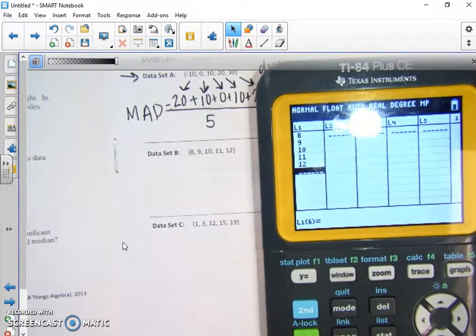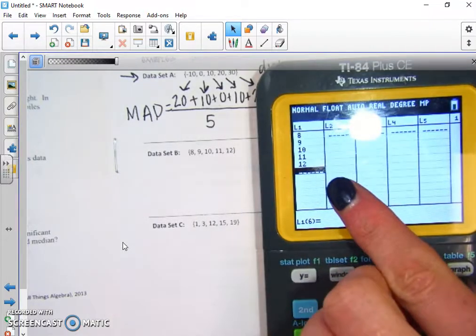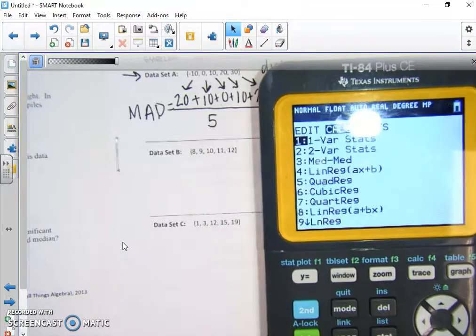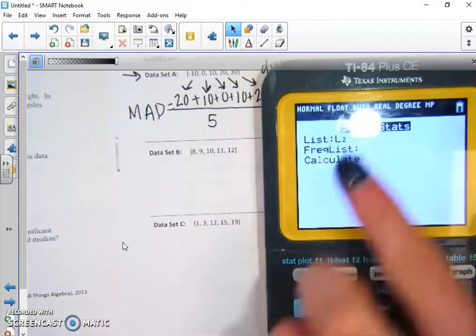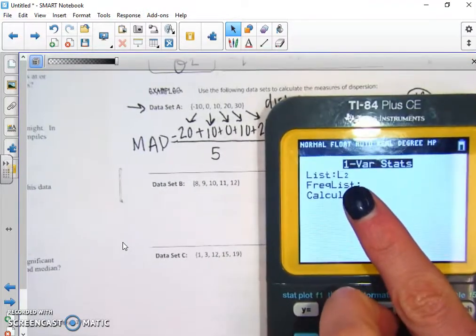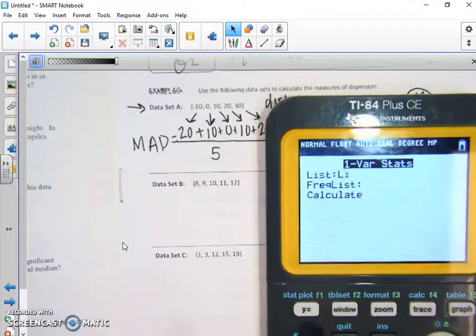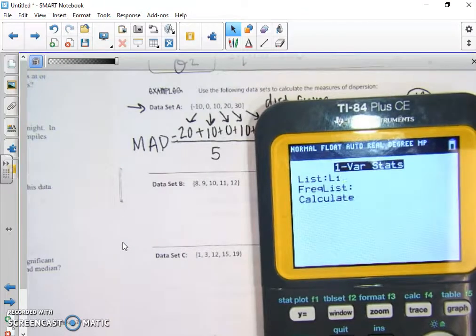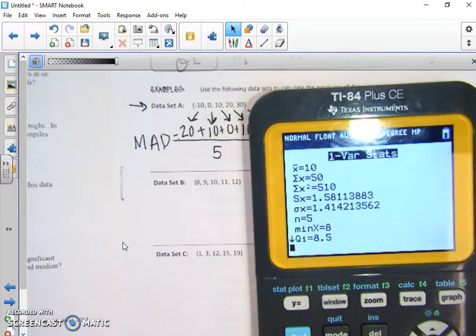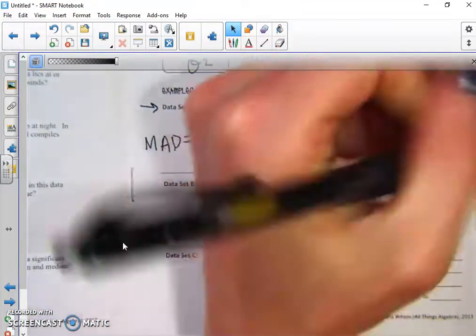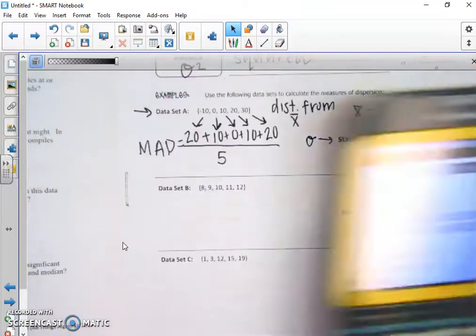Okay, so I'm going to make sure that I plugged in everything correctly. 8, 9, 10, 11, 12. We're going to go to Stat, Calc, var stats. Make sure that you put the correct list. Remember we changed ours to L2, but we put this in as L1. So we need to put second 1. Let's make it L2, or I'm sorry, L1. Then we'll calculate. Okay, this tells us that our mean is 10.